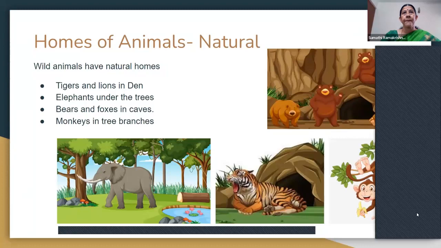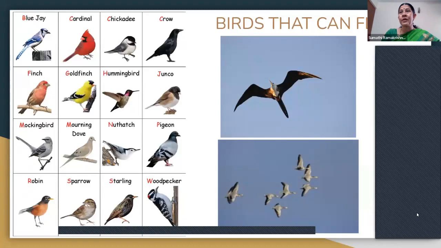Then comes the bird category. How will you classify birds? When you're going to talk about birds, we simply define that it's an animal with beak, feather, and which can fly. Now, how are you going to classify it, like we classified animals as domestic and wild? Birds that can't fly, birds that can fly, and water birds. Basic three varieties you can tell them to remember, in simple terms.